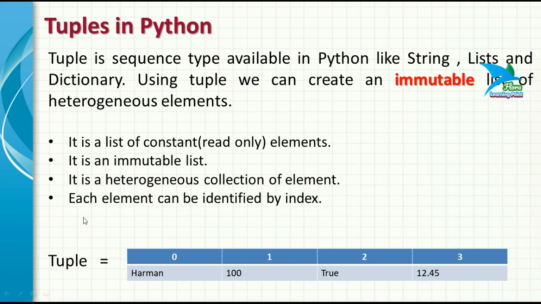In this table we have specified the elements and their associated indexes. Herman is stored on 0 index position and 100 is stored on 1 index position. A boolean value, true, is stored in the second index position, and so on. So you'll be able to identify each element stored inside a tuple by using that index, and the index always starts from 0.